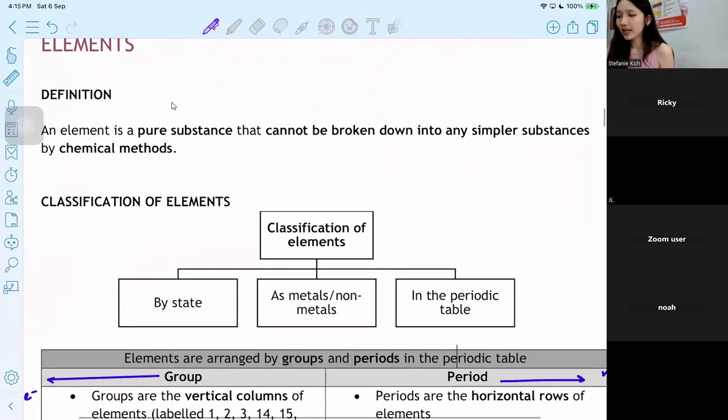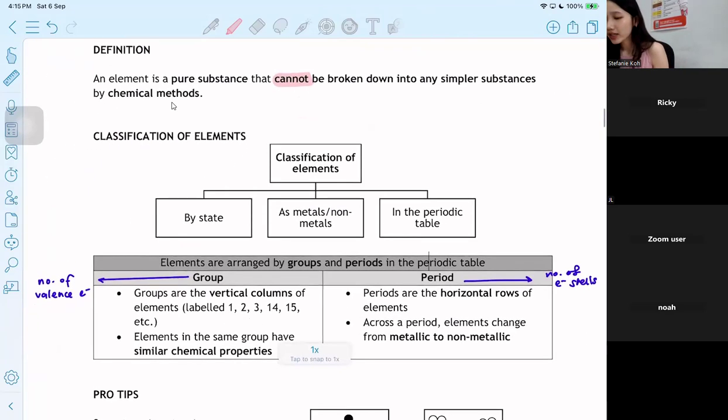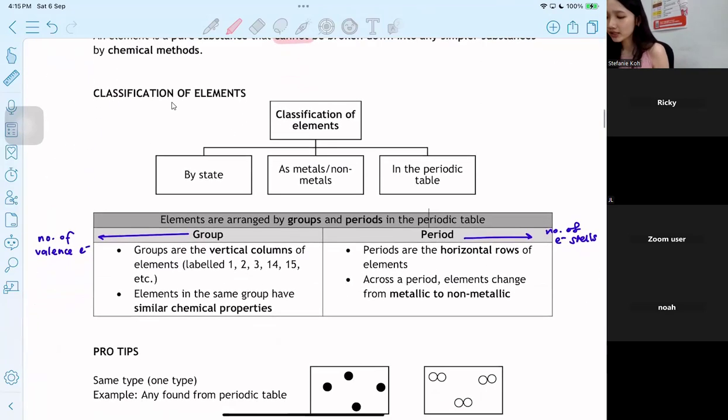Elements, pure substance that cannot be broken down. It's the simplest form already. So if you guys play Pokemon, it is the first level, haven't evolved yet. You cannot make it simpler anymore. Can? So classification of elements, right?